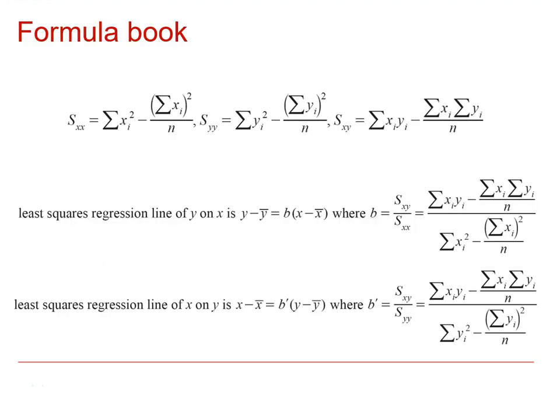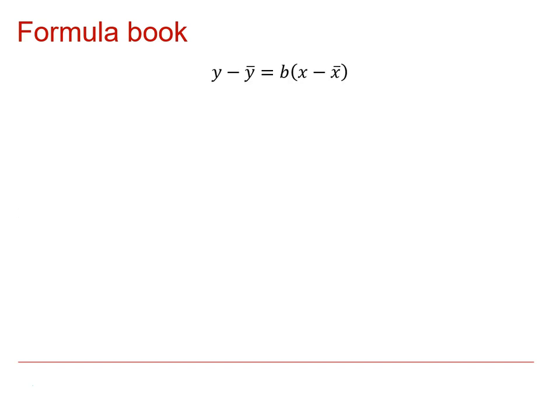So we recall this is what the formula book tells us, and I'm particularly going to focus on the form of the two equations. y minus y bar is b times x minus x bar. x minus x bar is b dash times y minus y bar.